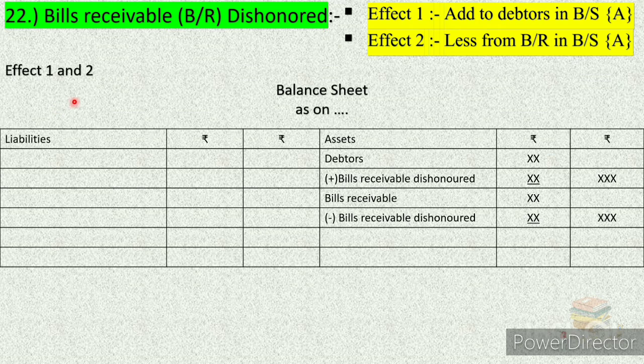So here the first and second effect are in the same statement in balance sheet. The first effect is to be added to debtors. So debtors plus bills receivable dishonored, total written in outer column. Second effect, less from bills receivable in balance sheet asset side. So bills receivable minus bills receivable dishonored, the leftover amount in outer column.